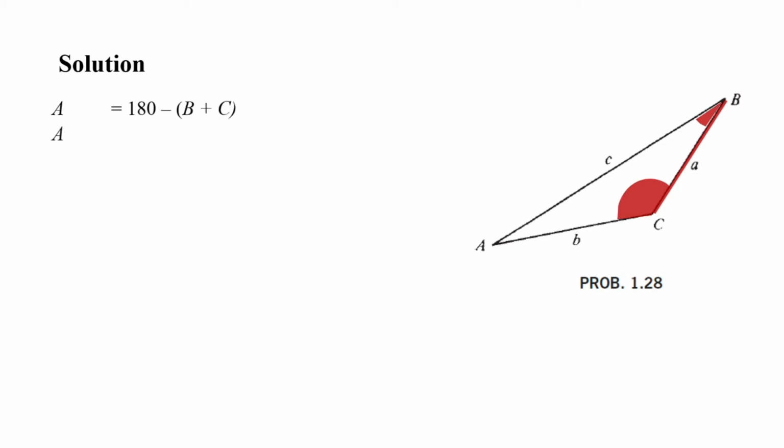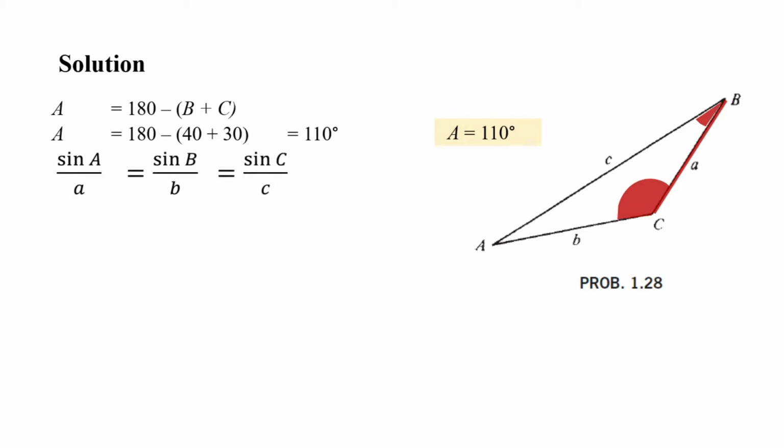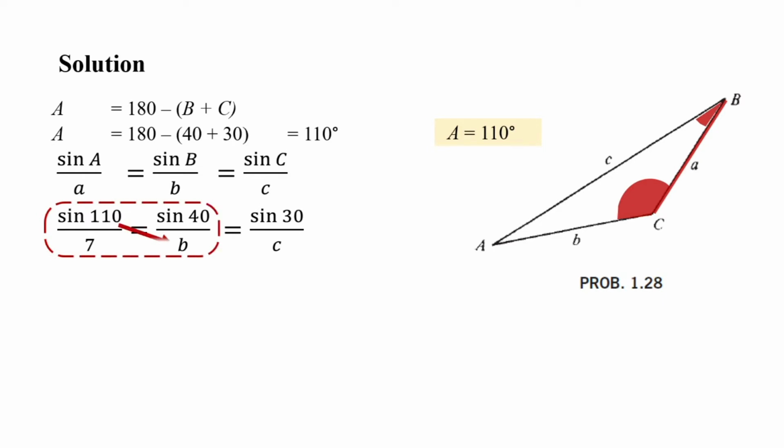We know that angle A is going to be equal to 180 minus angle B plus angle C, which gives us angle A to be 110 degrees. Now we're going to apply sine law, plug in the numbers. Use cross multiplication. Now side B is computed to be 4.79 inches.